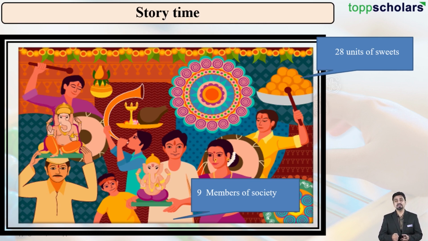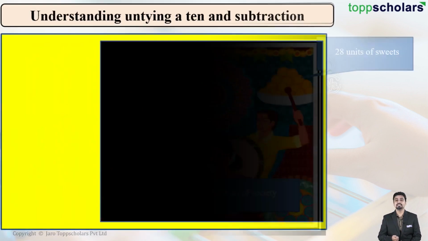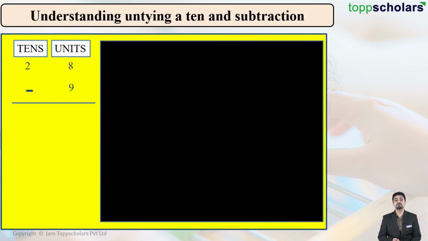Now when 9 people came for the festival, Raj was wondering, how do I distribute the sweets? Shall I give each of them one sweet, or what would be the distribution pattern? If I have to give 9, that is 1 to each person, how will I subtract 9 from 28? How much will remain? All these answers Raj was wondering for. Let us help Raj. Let us try to subtract 9 from 28.